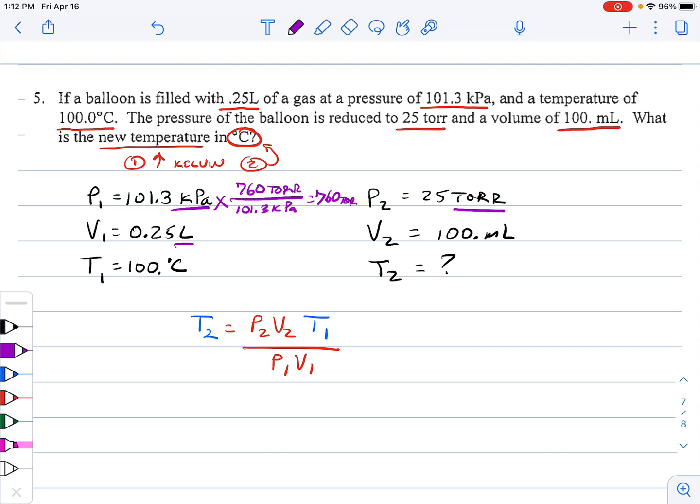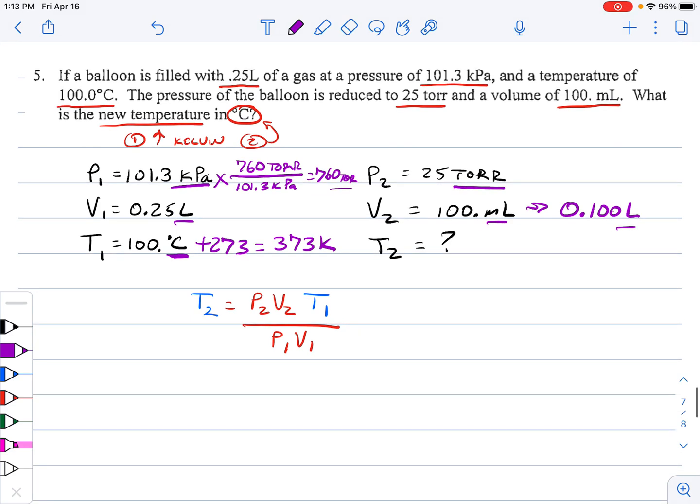Liters and milliliters. Let's change this. 0.100 liters. And that's in Celsius, so it must go to being Kelvin. So that gives us 373 Kelvin. All of our units now agree. Torr and torr for pressure, liter and liter for volume, and Kelvin for temperature. We have our formula. We can plug it in.